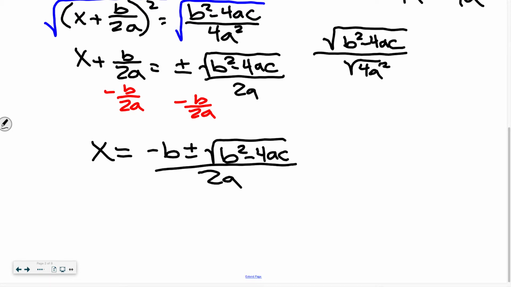Yeah, that's what I have. Yeah, that's the quadratic formula. That's what I got on my paper.